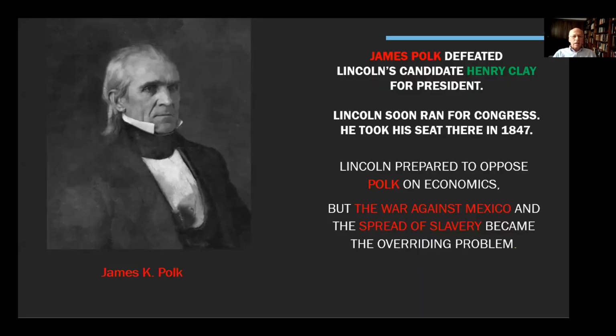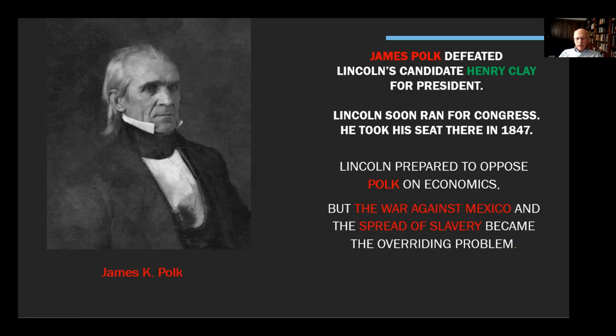This man was elected instead of Henry Clay, Lincoln's man. And Lincoln then ran for Congress, took his seat in 1847 when the Mexican War was on. He was going to oppose this slave owner, radical anti-nationalist Polk. He was going to oppose him on economic themes, but now we're in a new era.